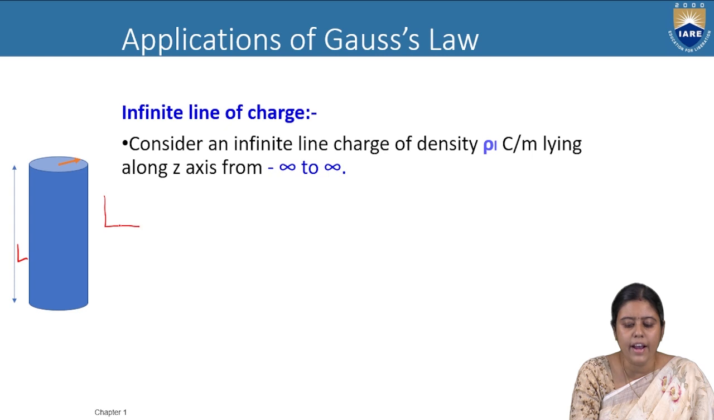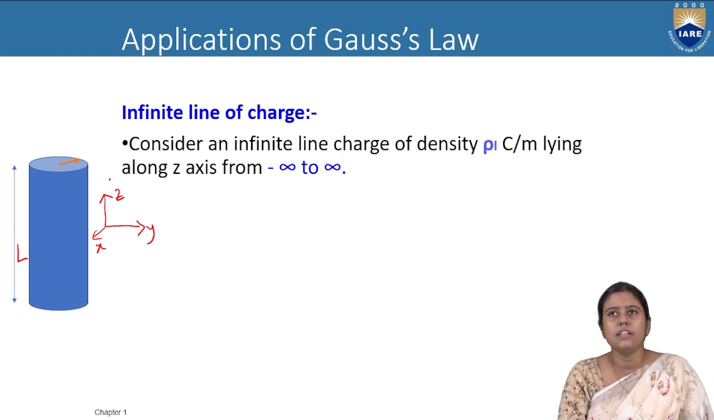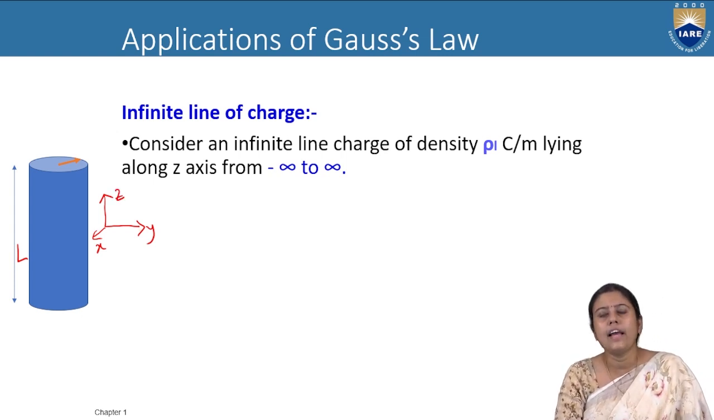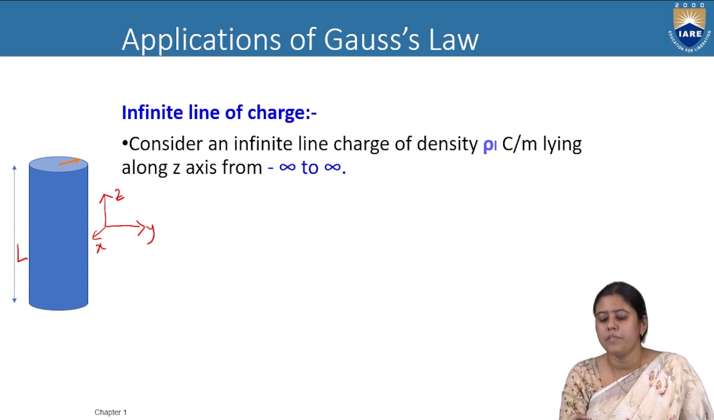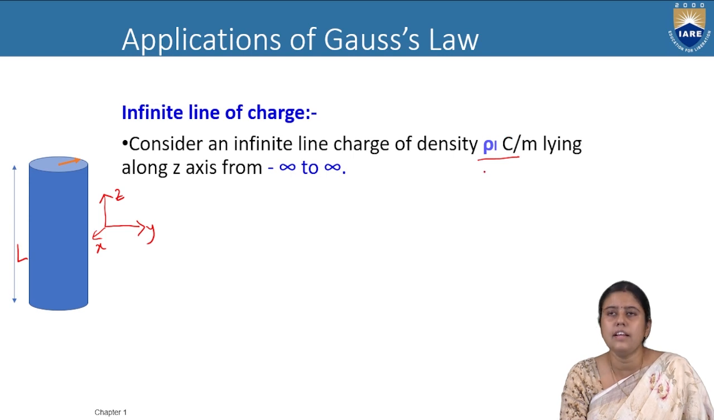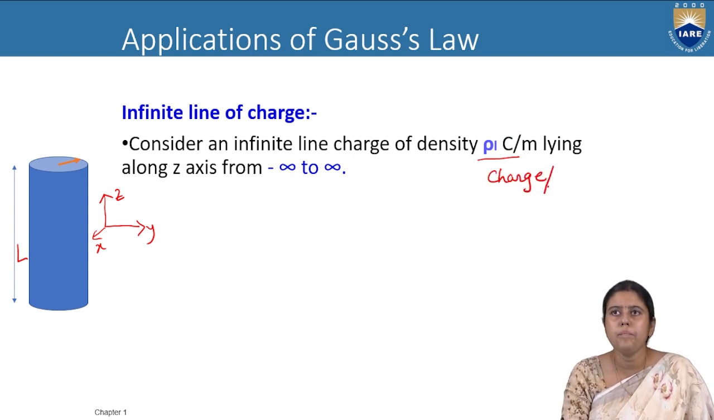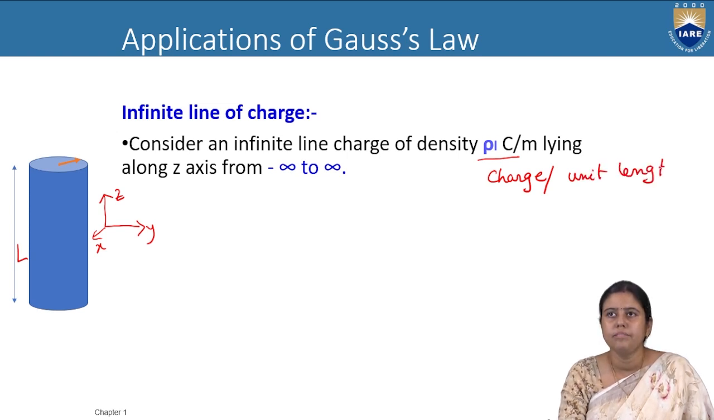If we keep the axes here, X, Y, Z, we can see this is along the Z axis, and the line charge density is rho L coulomb per meter. What is line charge density? Line charge density means charge per unit length.